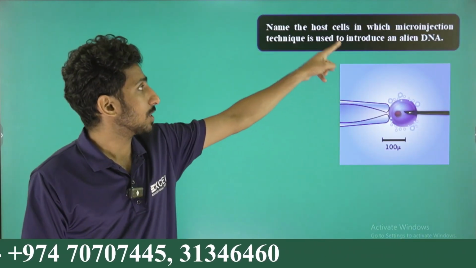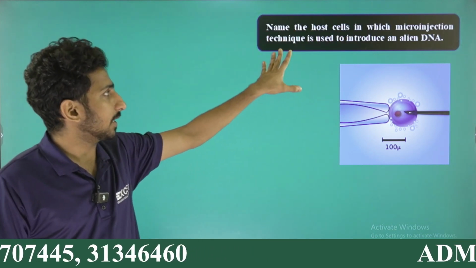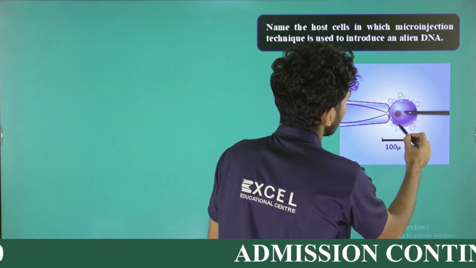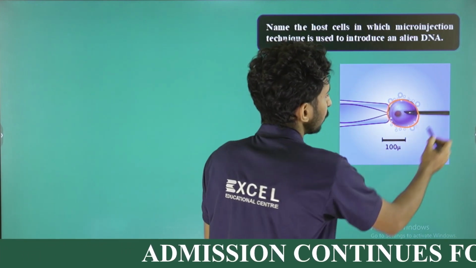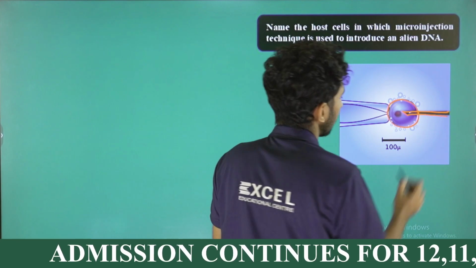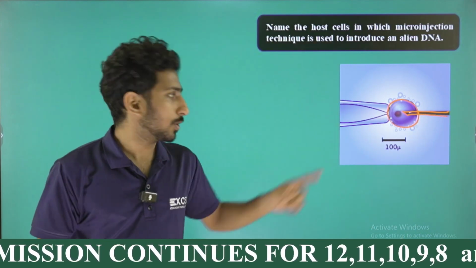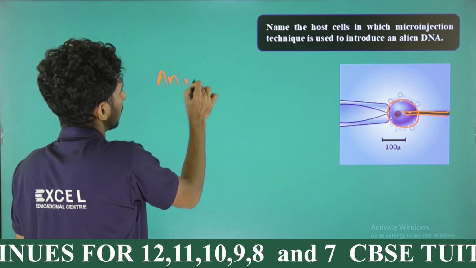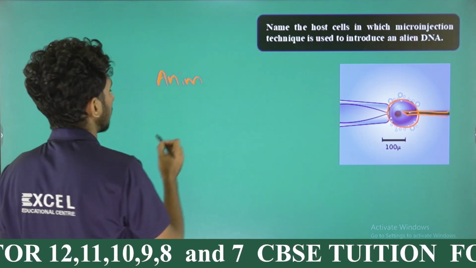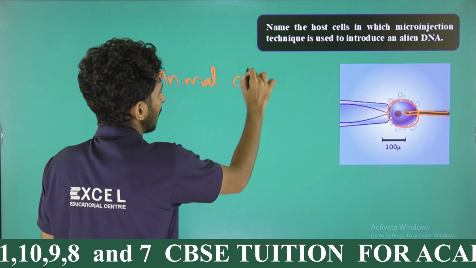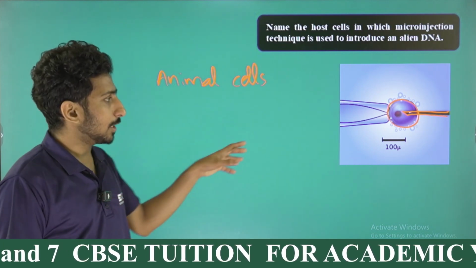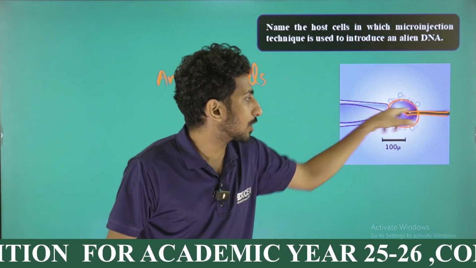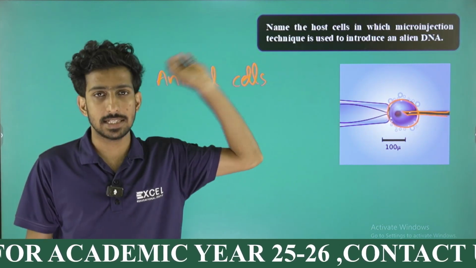Next one, name the host cell in which micro-injection technique is used to introduce an alien DNA. You can see in this figure, this is a cell. To this cell, foreign DNA is injected. This is done in animal cells. Injection of foreign DNA into the nucleus of an animal cell using a micro syringe is called micro injection.